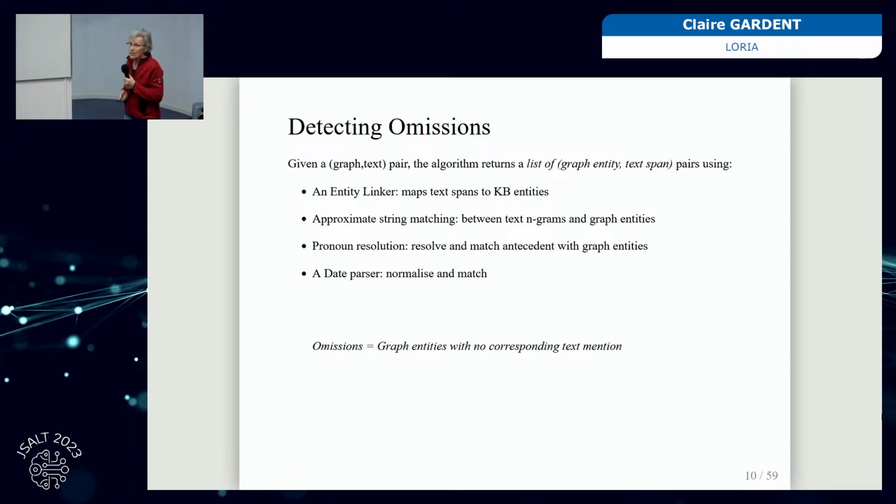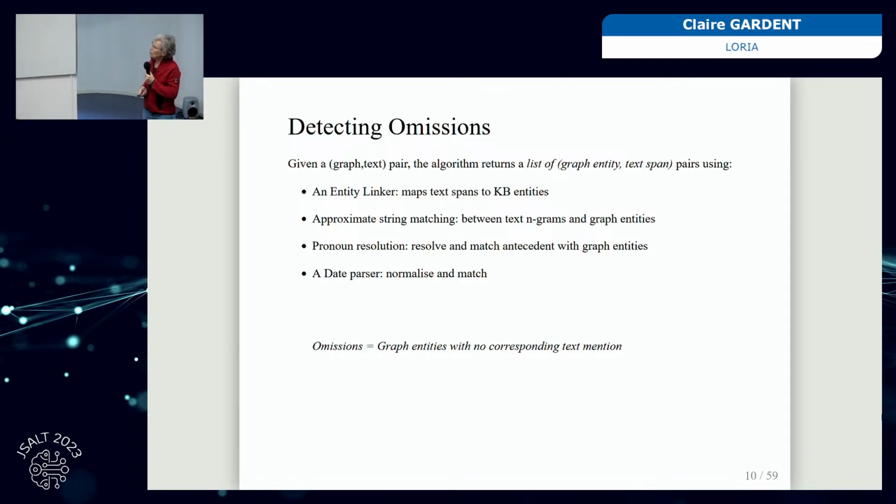So we use an entity linker. An entity linker, basically, given a text, will find in that text the text spans that denote a knowledge base entity. And in our case, the knowledge base is DBpedia. So we can apply an entity linker to the text. It will tell us which knowledge base entities are mentioned in that text. We use approximate string matching, where we compare n-grams in the text with the entity names in the input graph.